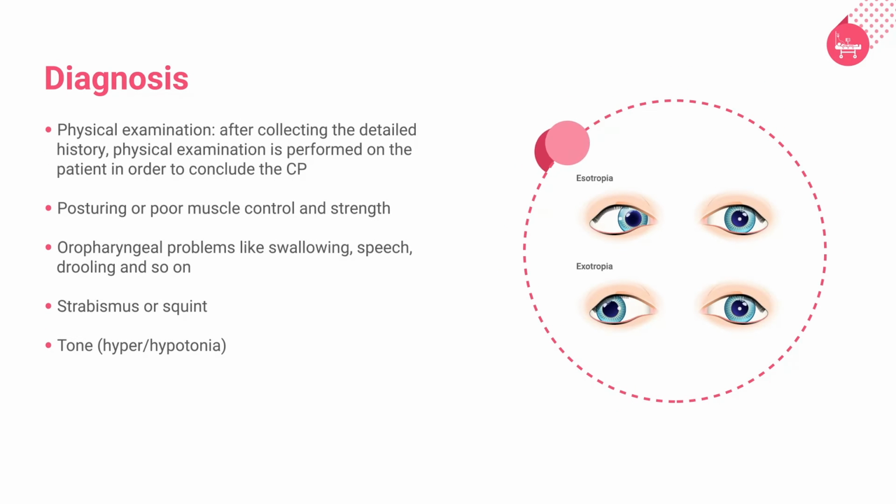Then move on to the physical examination. This is performed on the patient in order to conclude the cerebral palsy. This includes the posturing or poor muscle control and strength, or pharyngeal problems like swallowing, speech, drooling, and so on, strabismus or squint, tone, hyper or hypotonia.